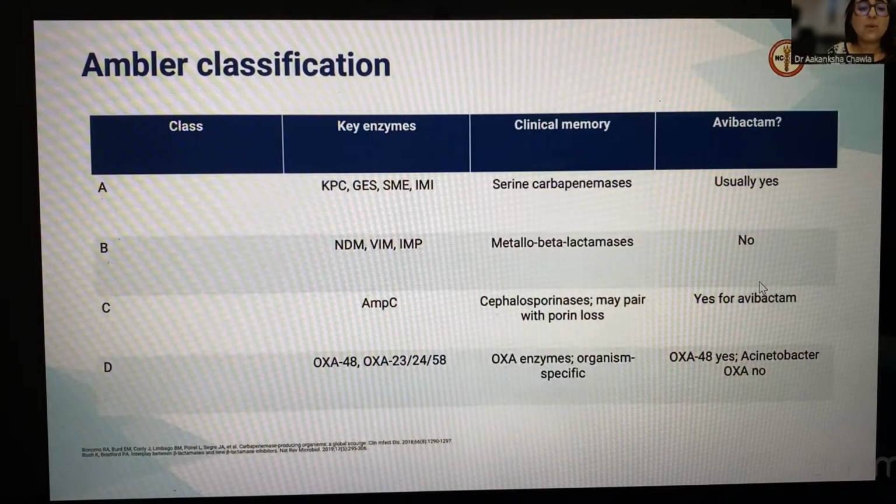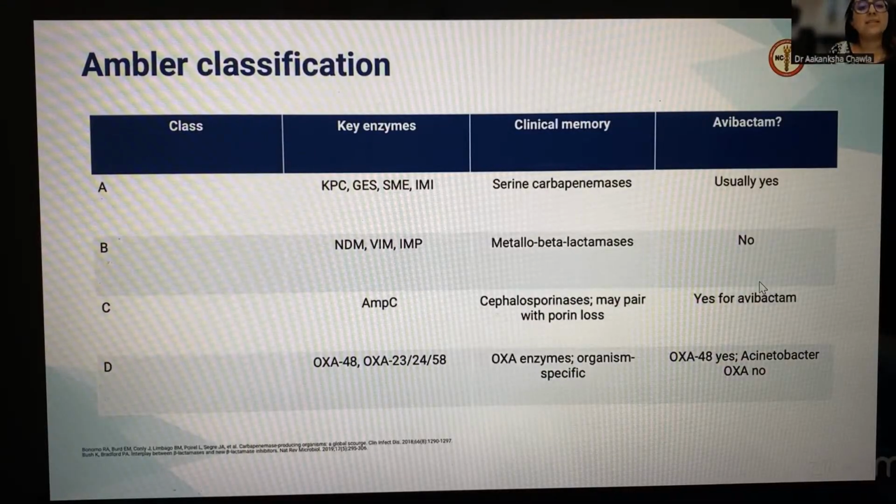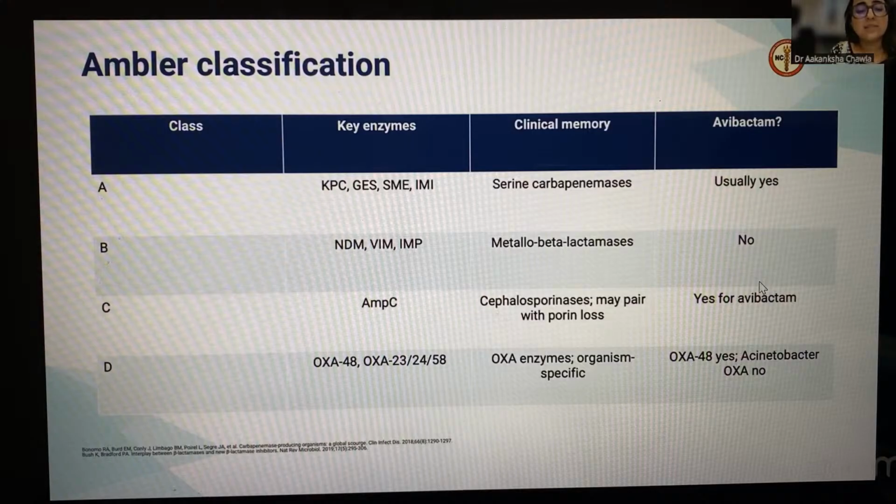So when we talk about the key enzymes and the resistance mechanisms, we talk about the Ambler classification. There are 4 classes of the Ambler classification, that is class A, B, C, and D. In A, you have your KPCs, GES, SME, IMI, and these are the serine carbapenemases. B is your NDM, also VIM and IMP, which are the metallo beta lactamases. C is the AmpC, and then D is the OXA-48, OXA-23, 24, and 58.